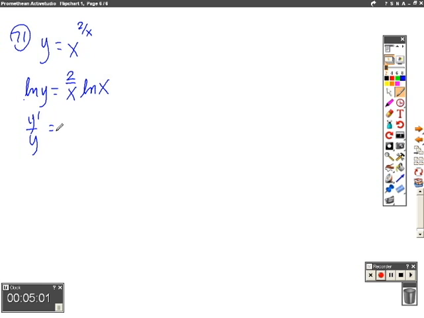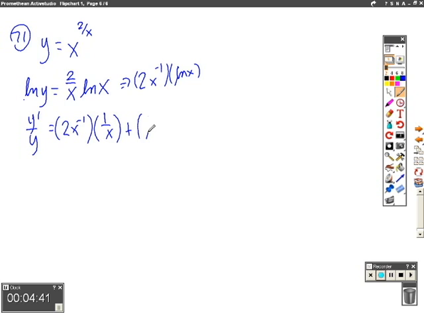But on the right hand side, I have the product rule. So I could rewrite that as 2x to the negative 1 multiplied by the ln of x. And it's still the product rule, but it might be a little easier to think about. So I have the first function, 2x to the negative 1, times the derivative of the second function, 1 over x, plus the second function, ln of x, times the derivative of 2x to the negative 1, which is negative 2x to the negative 2, and that's just the power rule.